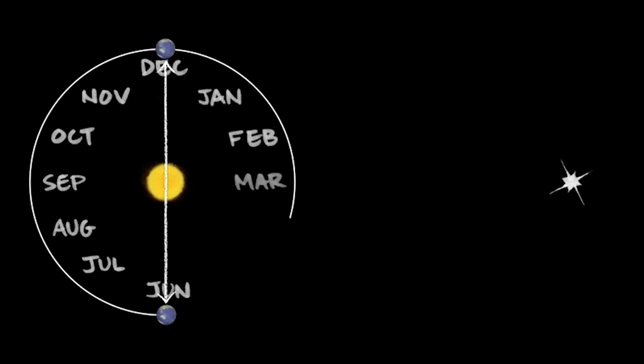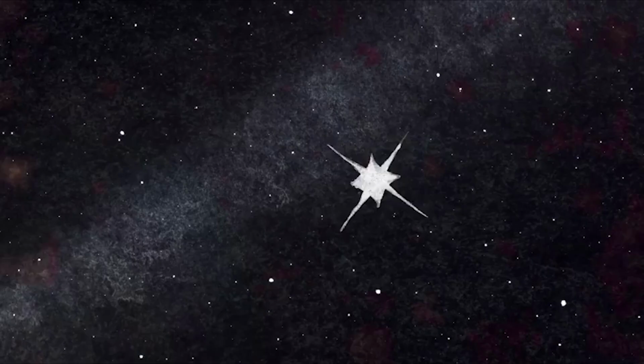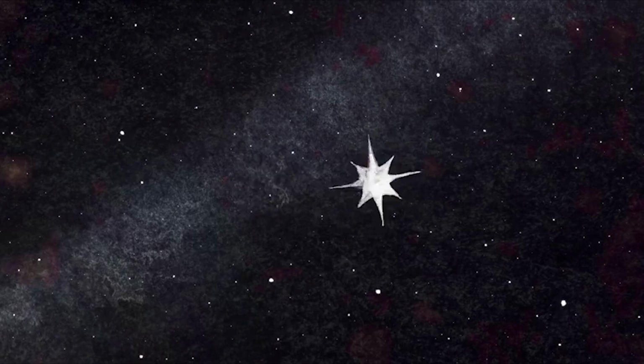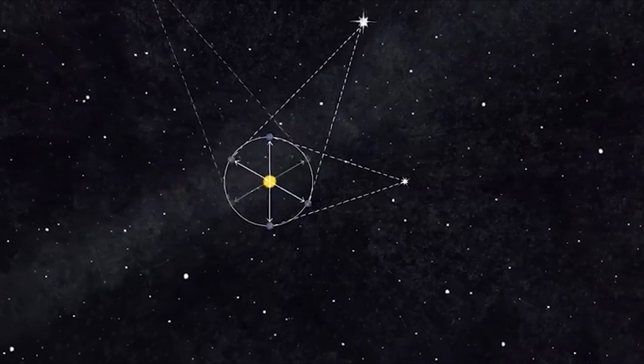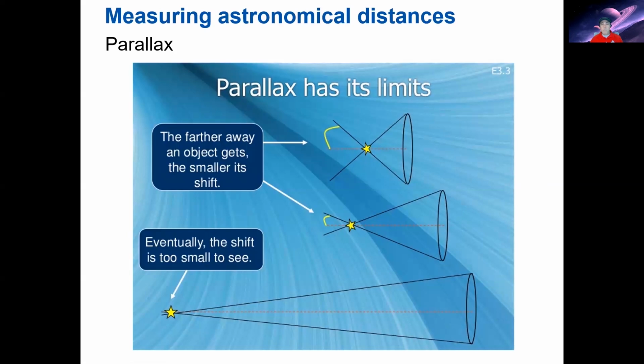In that case, we look at the shift in the star's apparent position at different times of the year, which provides a much larger baseline for parallax measurements, allowing us to measure the distance to nearby stars within our Milky Way galaxy. The amount of shift depends on the distance between your eyes and how far away the object is. If the object is nearby, the shift is large. The farther away the object is, the smaller the parallax shift.